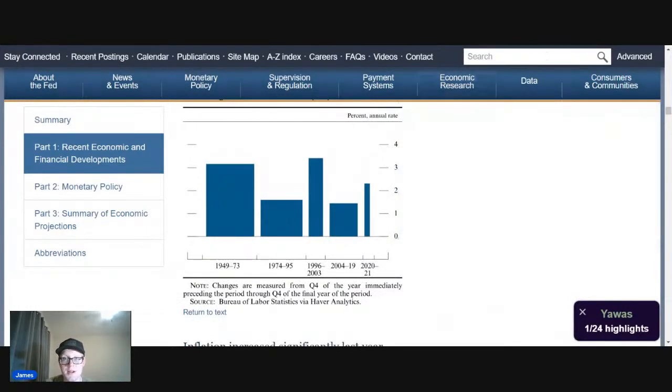But anyways, that's pretty interesting. It's nice to actually see graphs and charts and tables and stuff that actually back stuff up.